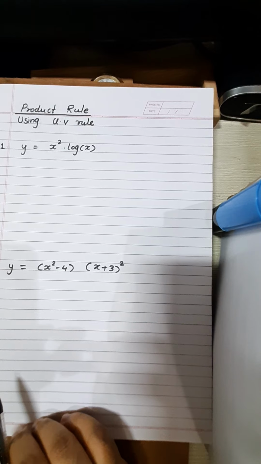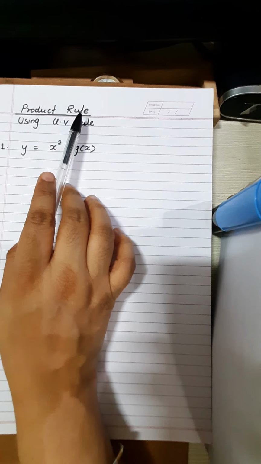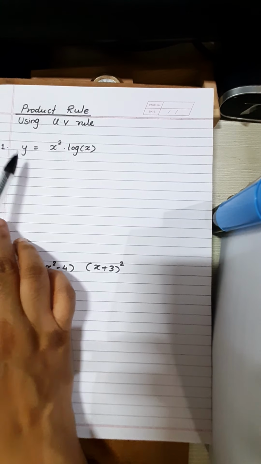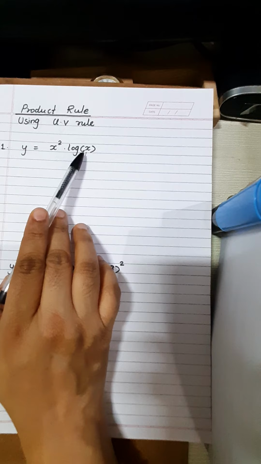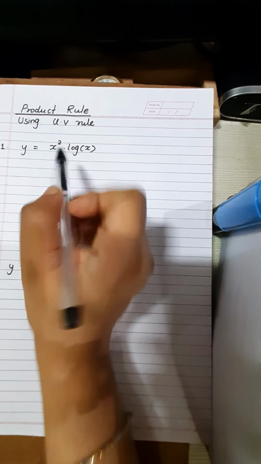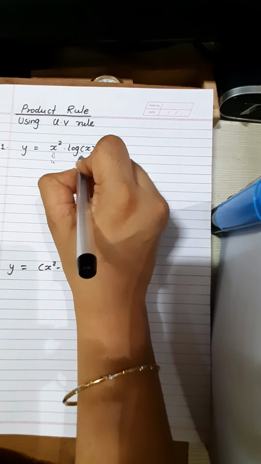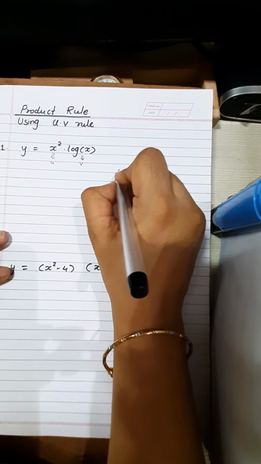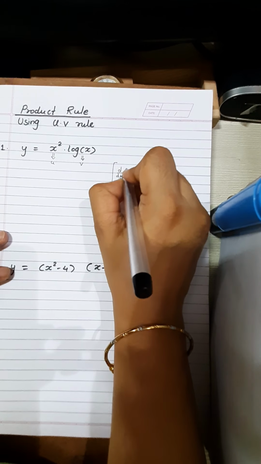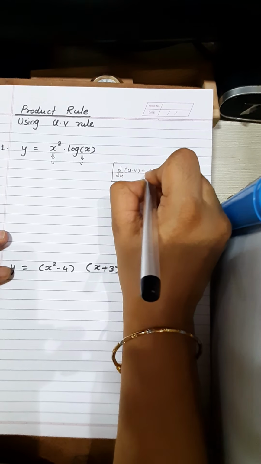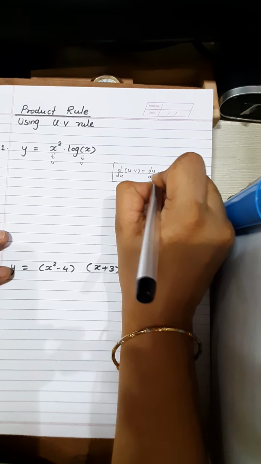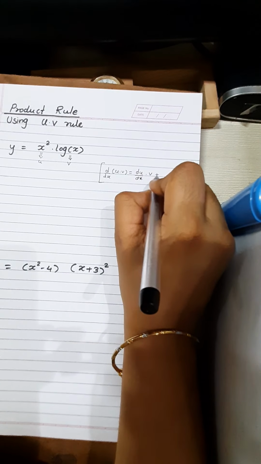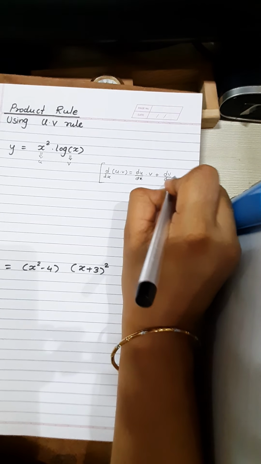Now we will see some numericals based on the product rule. So we will apply the u into v rule. Consider the first example, y is equal to x square into log x. So here this is our u and this is our v, right? Applying the uv rule, that is d dx of u into v is equal to du by dx into v plus dv by dx into u.